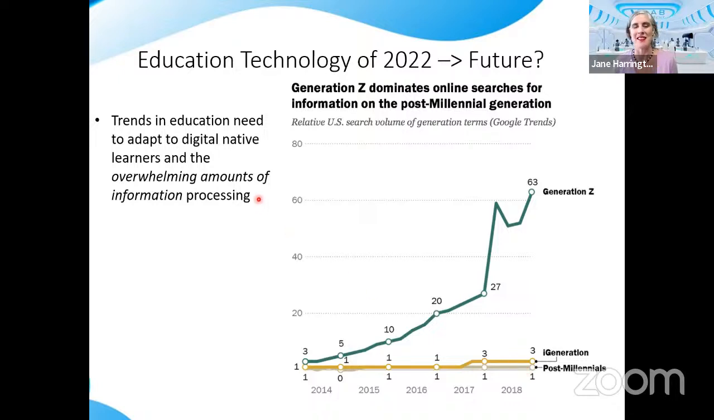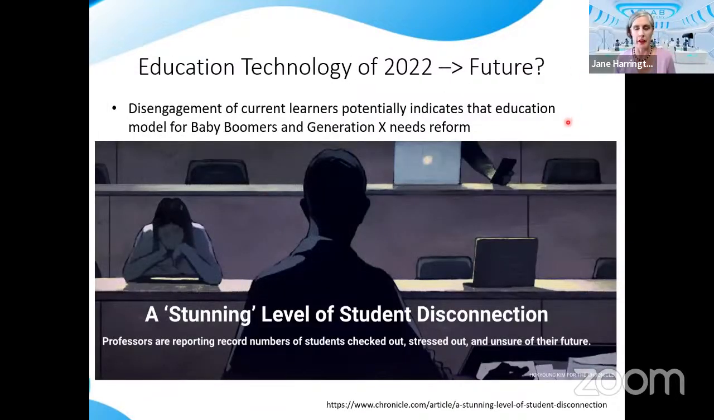But the problem is that our younger learners have too much information. Certainly there's the issue of misinformation. So again, information is out there, it's accessible, but we as educators need to be guided. So that's what I'm going to point out: what is it about the virtual labs that is of benefit. Also of note that I want to bring in, disengagement of current learners potentially indicates that the education model for baby boomers and Gen X needs reform. This is actually from the Chronicle of Higher Education. There is this virtual world that was in our pandemic, and now they're returning to the classrooms, students are disengaged.